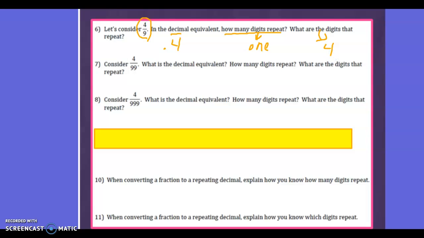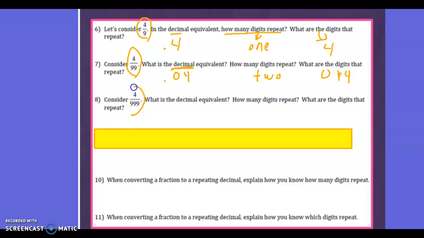Now let's consider 4 over 99. If you put that into your calculator and change it into a decimal, that is 0.040404, keeps going on and on, or 0.04, where both the 0 and the 4 repeat. How many digits are repeating? There are 2, and they are the numbers 0 and 4.